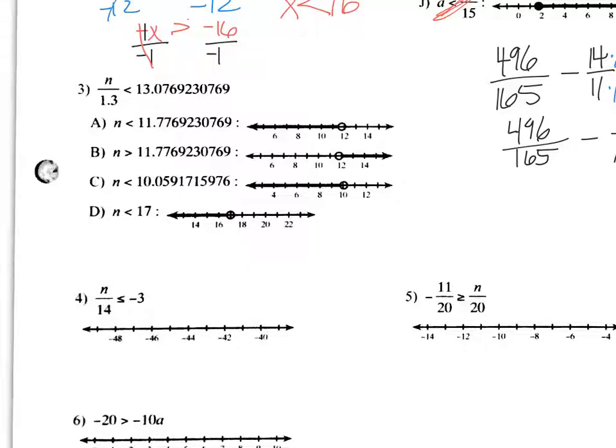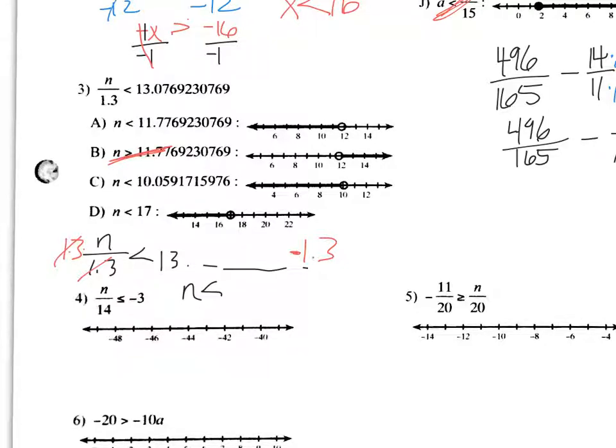So the next one, I have n over 1.3 is less than 13 point blah blah blah. I'm not going to write all that. How do I get rid of the 1.3? I multiply. So those cancel. Since I multiplied by a positive 1.3, it doesn't change my symbol, so it becomes n is less than. Okay, so now let's use our testing strategy. N is less than. That one's out. That says n is greater than.